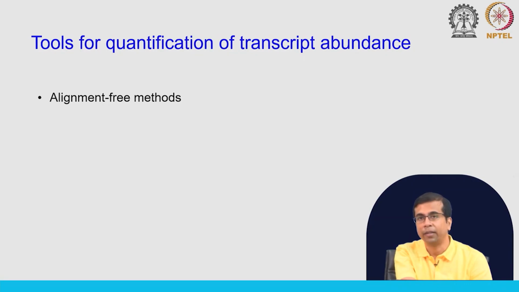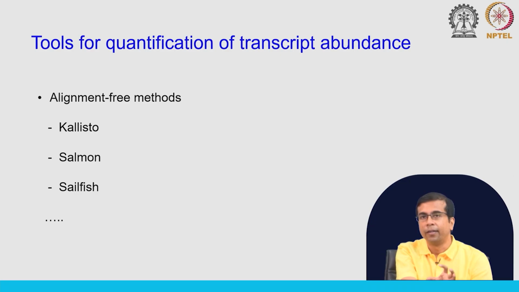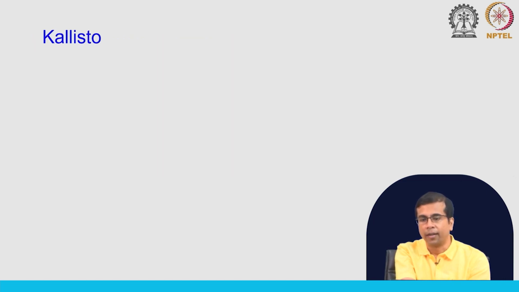Okay. And there are several methods that we will discuss very briefly, again without going into the full statistics and the algorithms. These tools are called Kallisto, Salmon and Sailfish. So, these are the tools we will discuss. There are other tools as well out there. So, let us discuss the first tool, Kallisto.